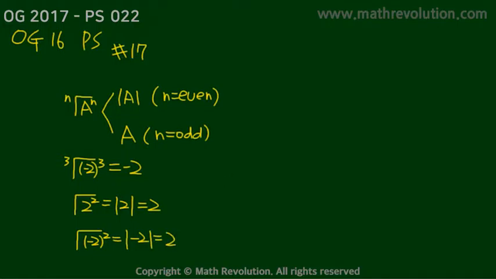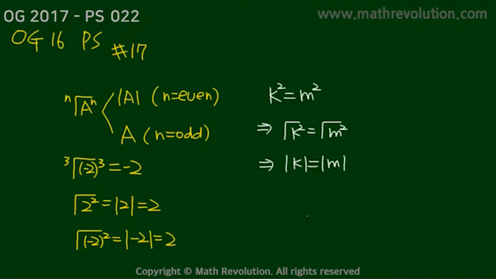So looking at the question, it states k squared is the same as m squared. So if we take the square root of both numbers, we get the square root of k to the power of 2 equals the square root of m to the power of 2. So since 2 is an even number, we get the absolute value of k equals the absolute value of m. So the correct answer choice is E.